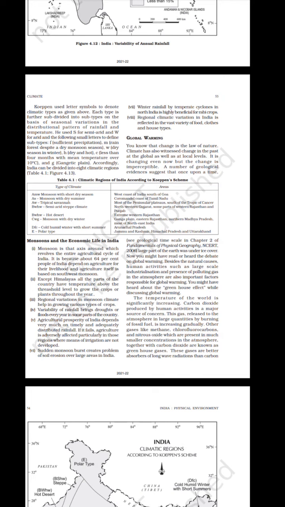Dfc, cold humid winter with a short summer, Arunachal Pradesh. E, polar type, Jammu and Kashmir, Himachal Pradesh and Uttarakhand.